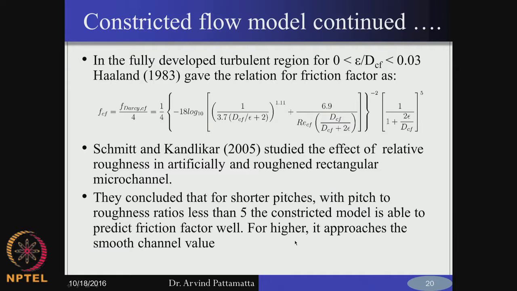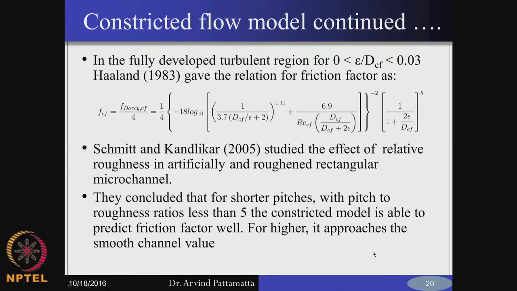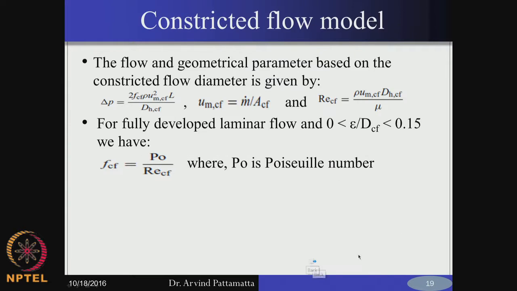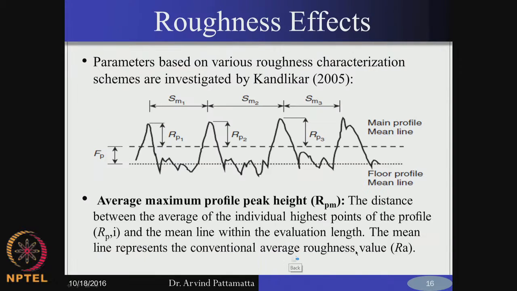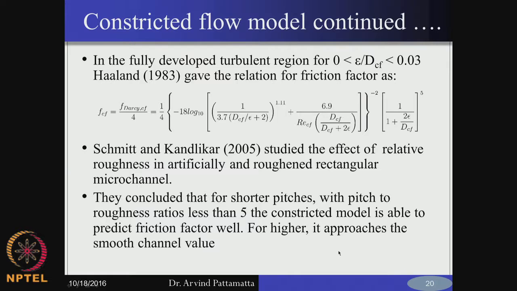Now, the modified Moody's diagram has been found to be pretty good if you also look into the pitch between the roughness. That is how we define an average pitch, that is we have SM1, SM2, SM3. We take an arithmetic average and call it the mean spacing of profile irregularities, and it has been found that if you have a pitch to roughness ratio less than 5, the constricted model is able to predict well. So, this is used if this particular condition is satisfied. For higher values you go back to the smooth channel condition.